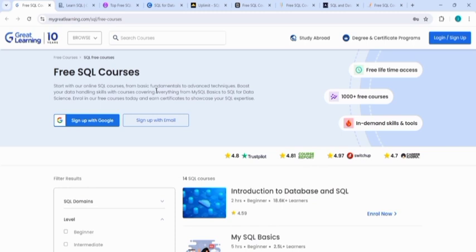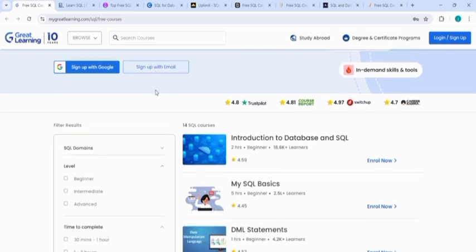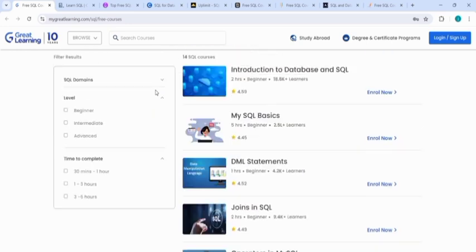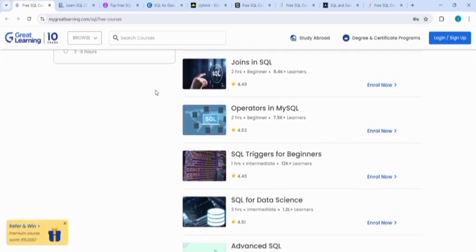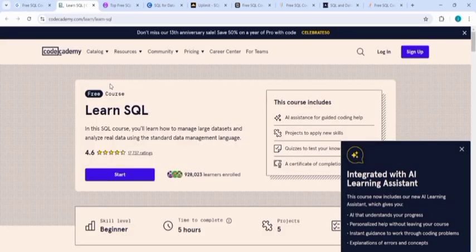Now moving towards our update, the first course is the free SQL course by Great Learning, and they have been providing courses for 10 years, so they are one of the oldest tech course providers. You can see there are different SQL related courses. You can go and enroll for it, and you can also refer these courses for getting 5 extra courses from Great Learning.